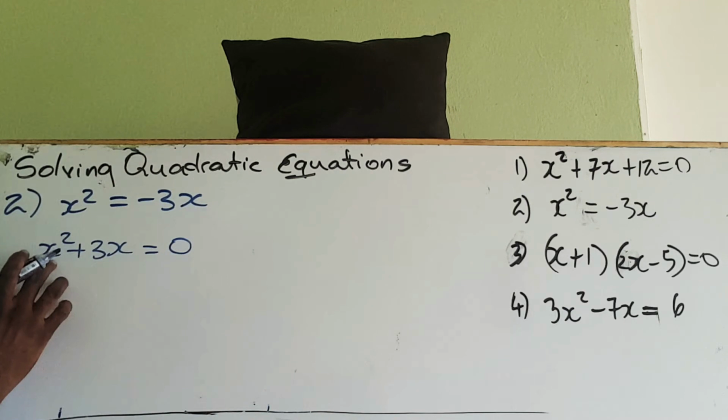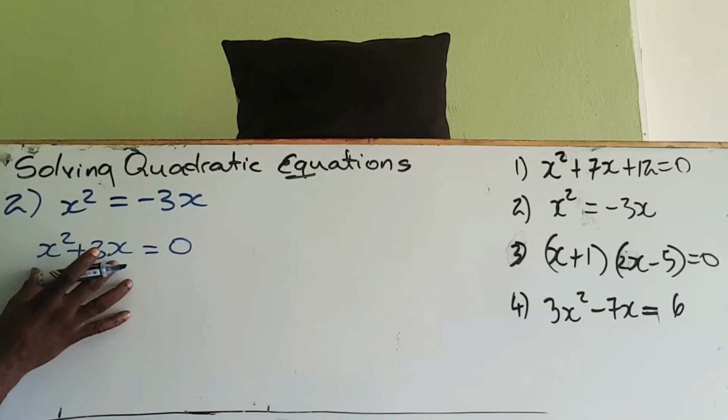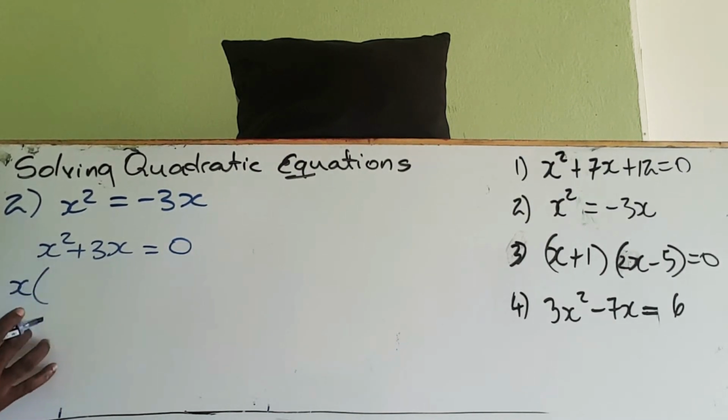So in this case, we have x squared plus 3x equals 0. We have a common factor here called x. So we could now use the highest common factor to factorize.